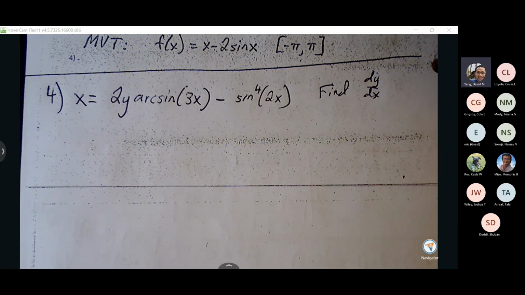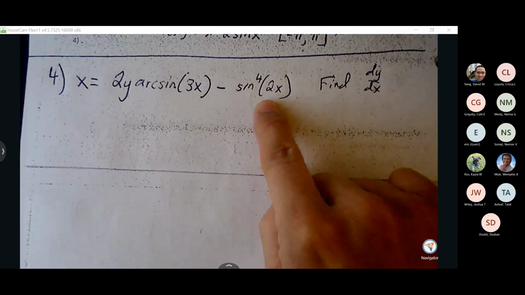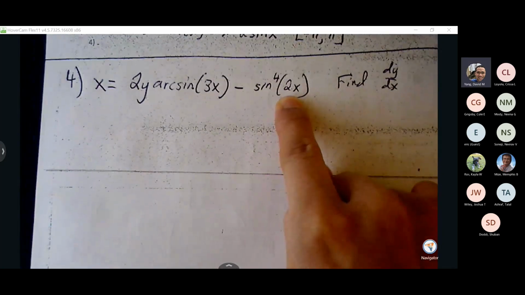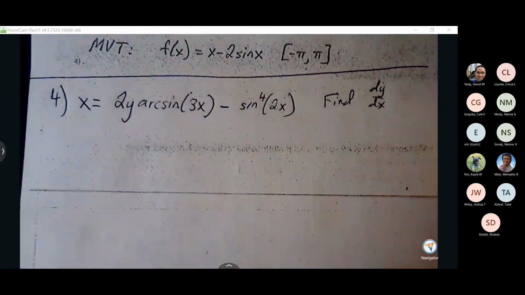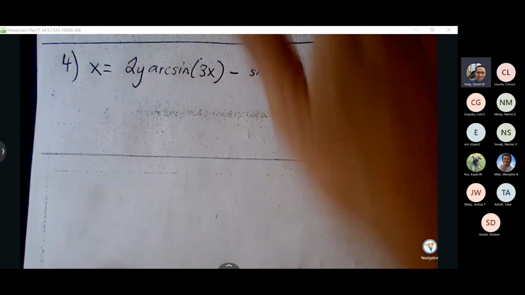Okay, so what do you see? What's involved here? Implicit, good. What else? Product rule, good. So recognizing the 2y and arc sine of 3x are two different things. And there's chain rule, right? That sine to the 4th of 2x, we've got to be careful with that. Take the time to rewrite it, get that bracket to show up. I'm going to rewrite this problem to make it a little easier for us to know what to do.